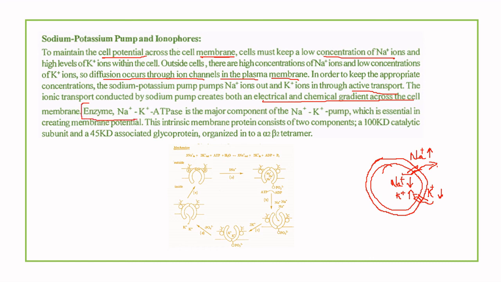Which enzyme is used? Sodium potassium ATPase is the major component of the sodium potassium pump, which is essential in creating membrane potential. This intrinsic membrane protein consists of two components, that is a 100 kD catalytic subunit and a 45 kD associated glycoprotein, organized into an alpha 2 beta 2 tetramer, that we will see now.